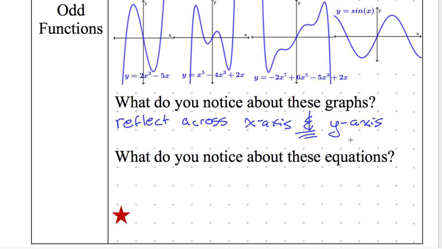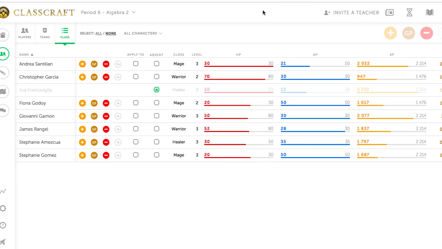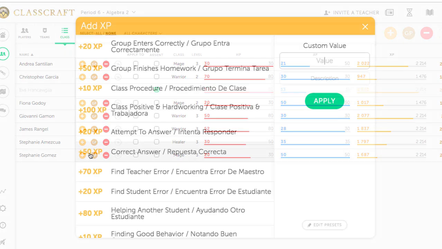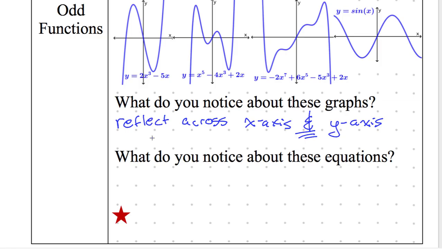Now let's talk about the polynomial version of that. What do you notice about the polynomial equations? Quiet raise hand. Who wants to do this one? And I think I need to go back and give Stego her XP. What do you notice about the equations? Same two people over and over again.